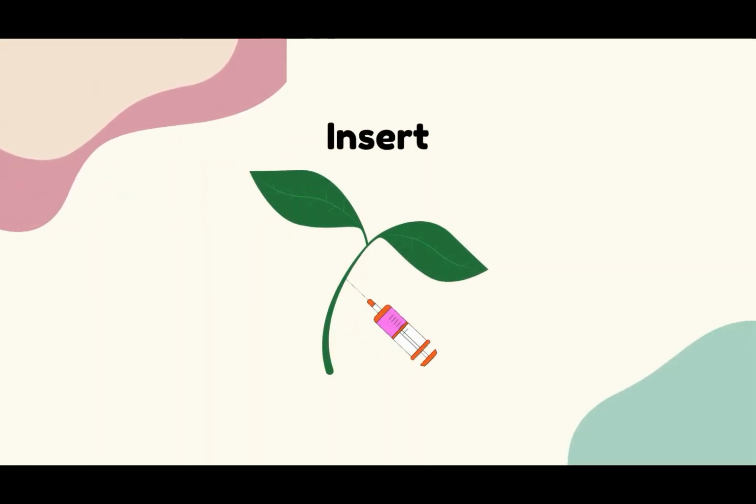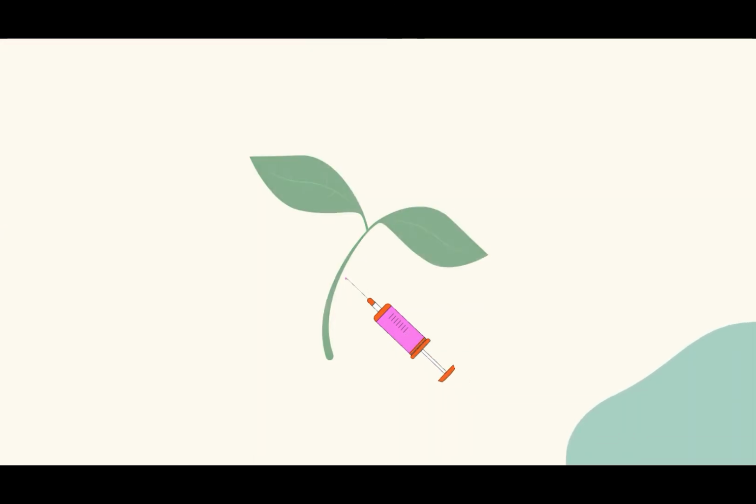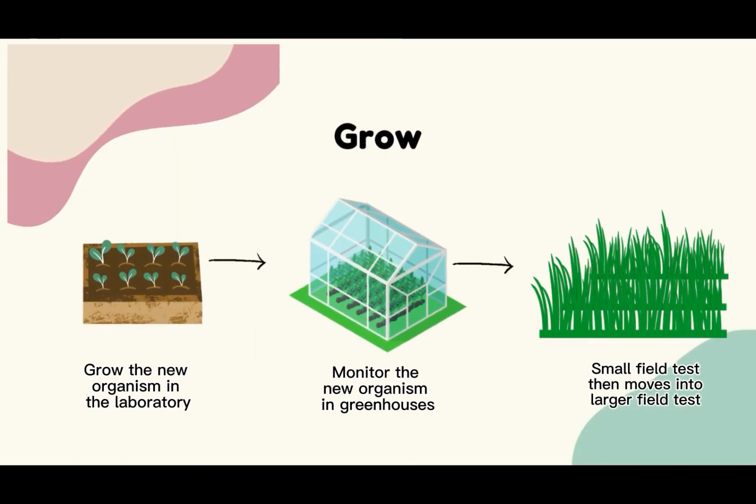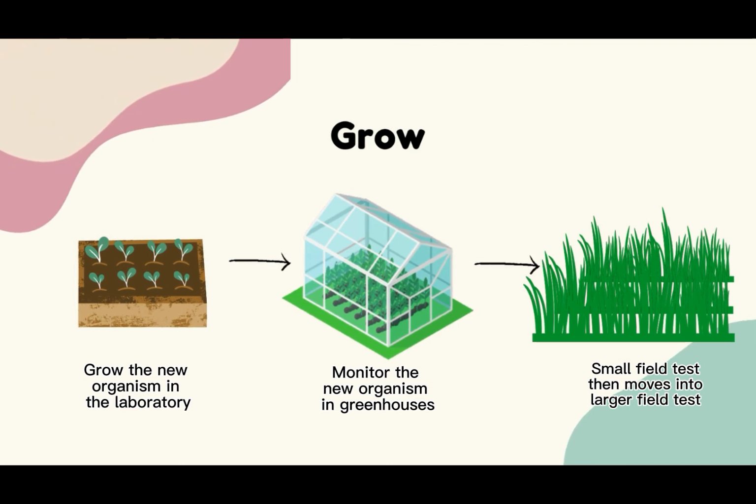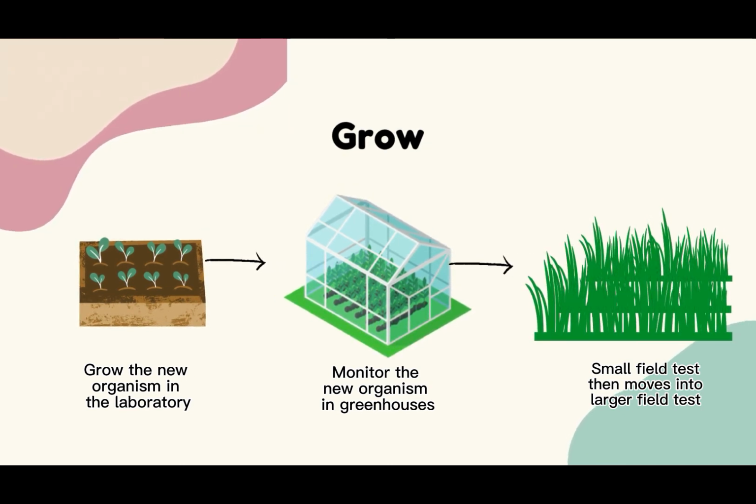The third step is insert. Scientists use tools to insert the gene into the DNA of the plant. This new trait does not change the other existing traits. The last step is grow. Scientists grow the new organism in the laboratory to ensure it has adopted the desired trait. If successful, scientists will first grow and monitor the new organism in greenhouses and then in small field tests before moving it into larger field tests.